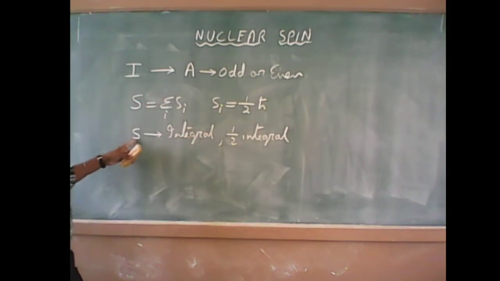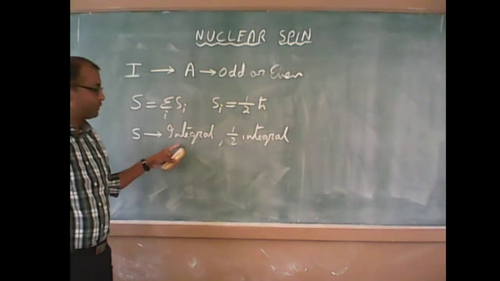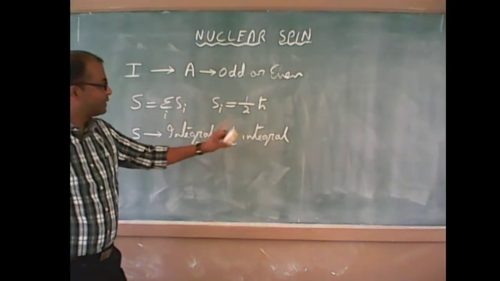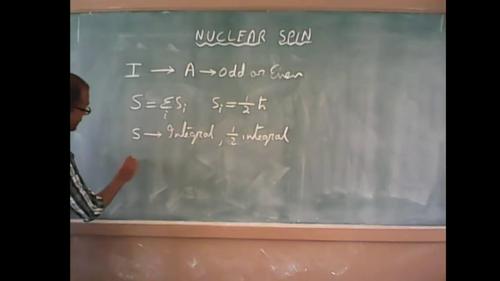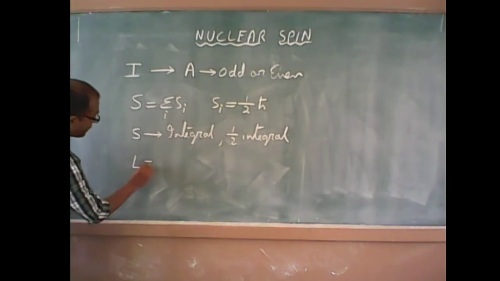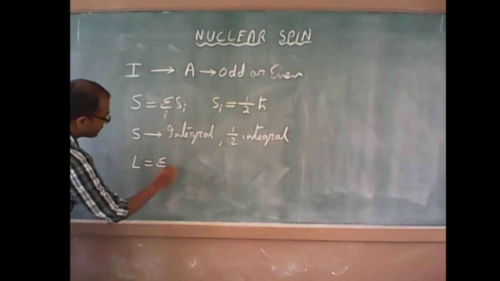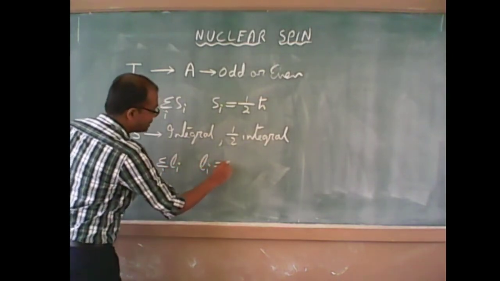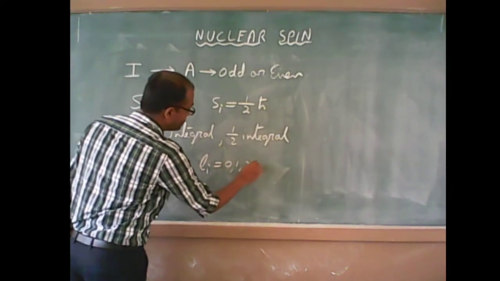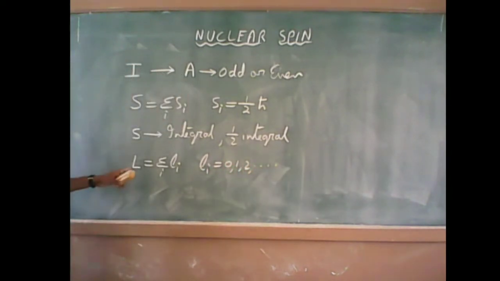So total S will be integral if the total number of nucleons is even, and will be half integral if the total number of nucleons is odd. Similarly, the total orbital angular momentum is the summation over Li. Li can have values 0, 1, 2, etc. So the total orbital angular momentum can be either 0 or an integral value.